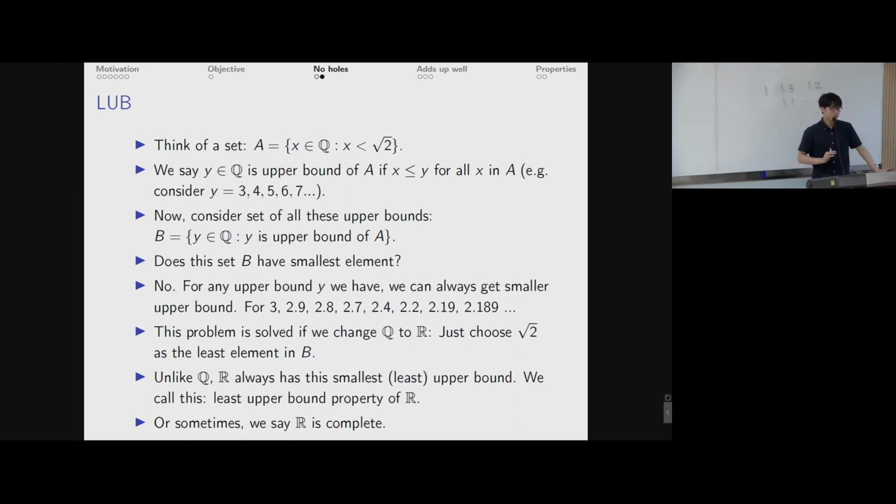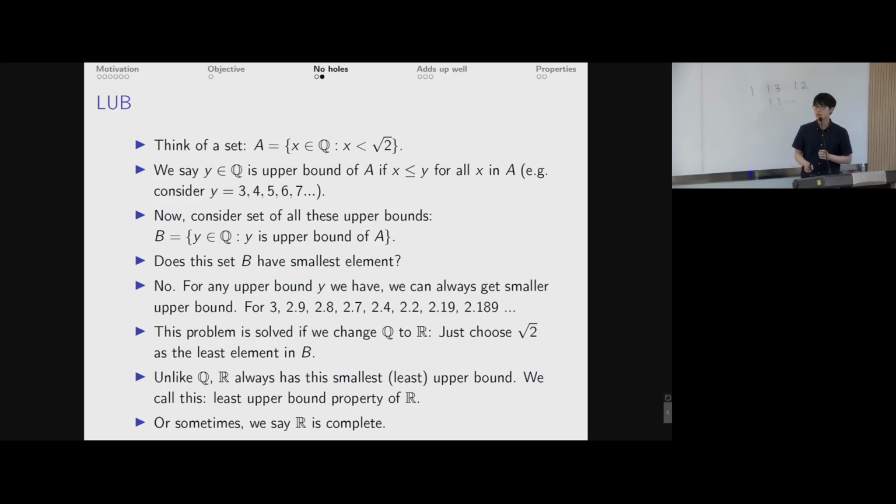And we define element y in the rational numbers as an upper bound of the set A if this property holds. That is, y is greater than or equal to all the x, which is for all the x in A. So what this means is that we're considering the set A, where the set A is a set of all rational numbers that are smaller than root 2. So we can consider also another element y in the rational numbers, where y is bigger than or equal to all the elements in set A.